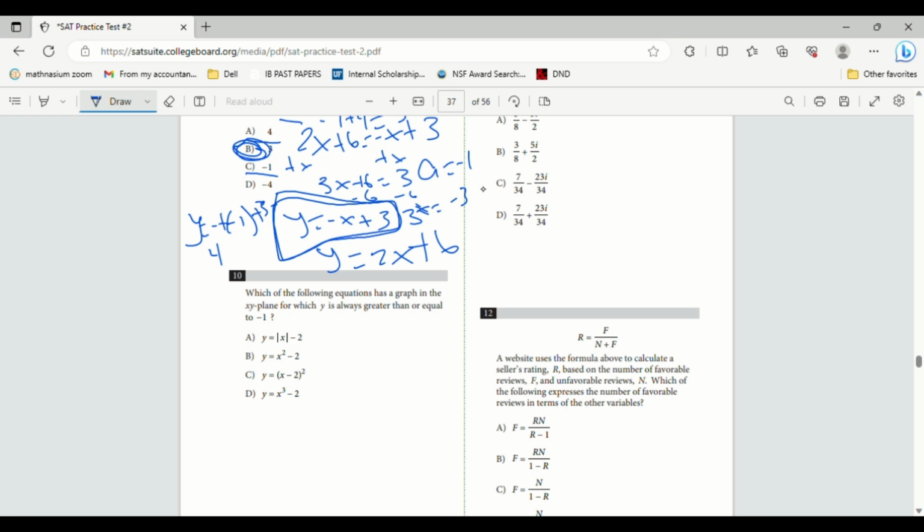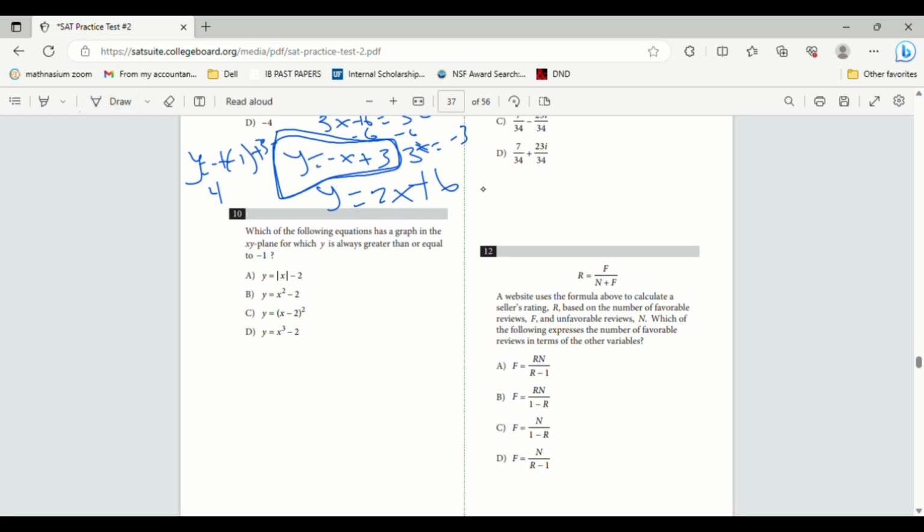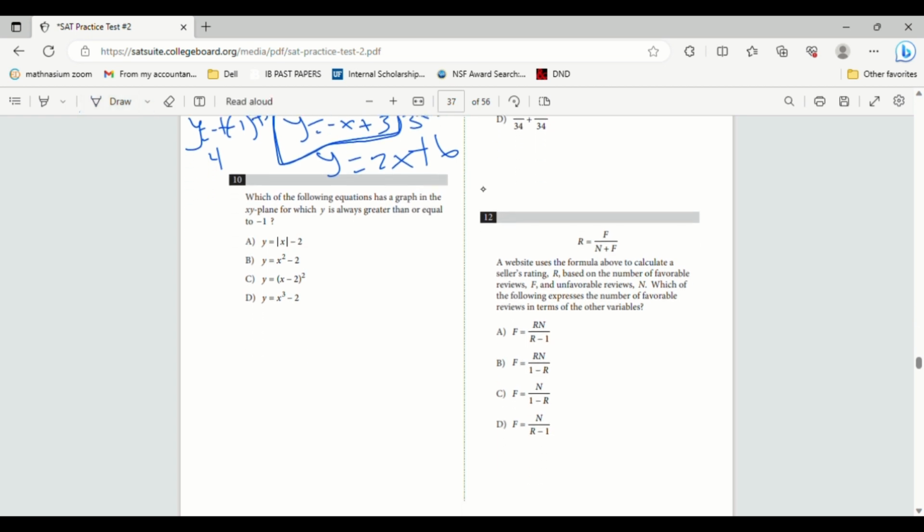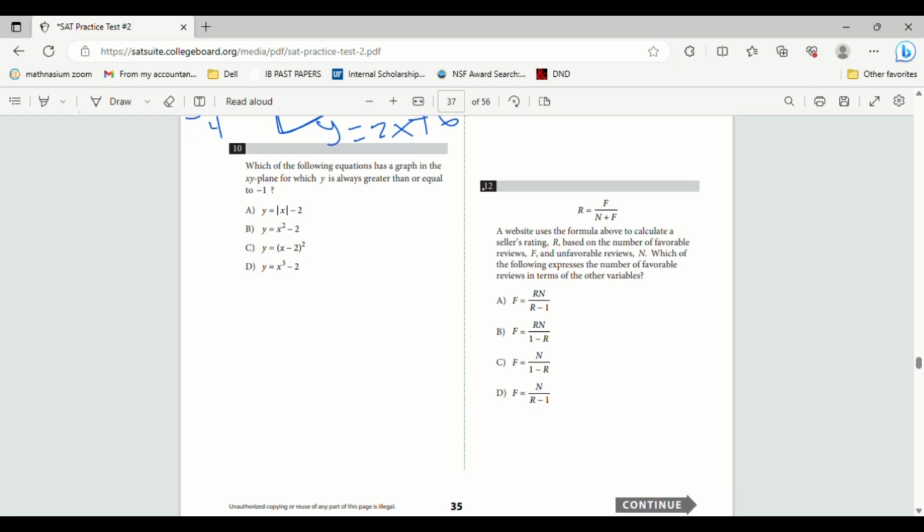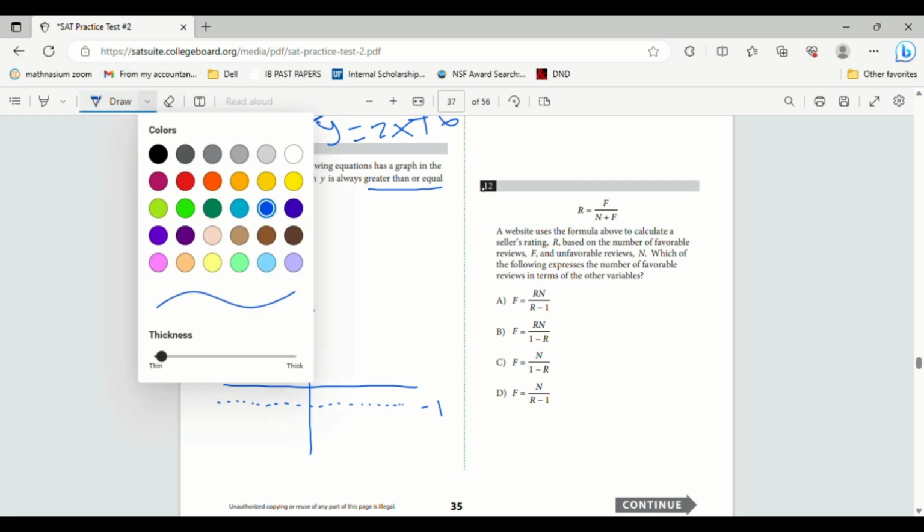Number 10, which of the following equations has a graph in the xy plane for which y is always greater than or equal to negative 1? So being greater than or equal to negative 1 in an algebraic graphing sense means that your function never goes below the horizontal imaginary line of y equals negative 1. And so let's look at all the different shapes of the different graphs and see what we come up with.